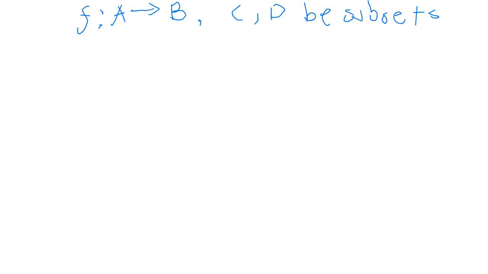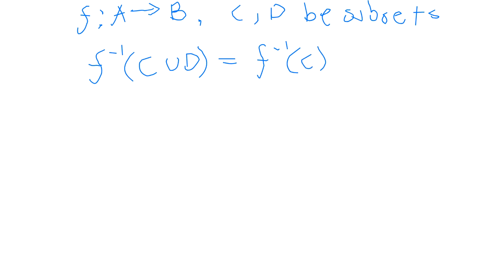Then the inverse image of C union D is the inverse image of C union the inverse image of D. That's one. So that's the inverse image of the union. Remember, C and D are in the codomain, not in the domain. That's why you can take the inverse image of them.